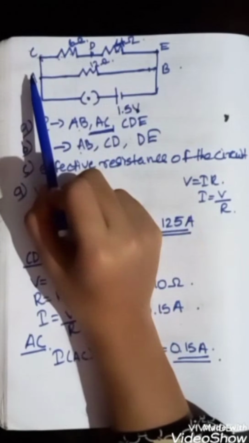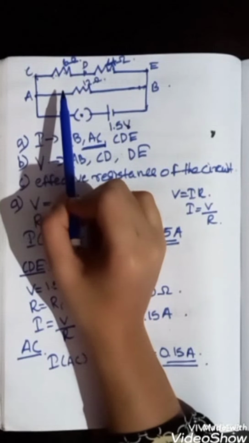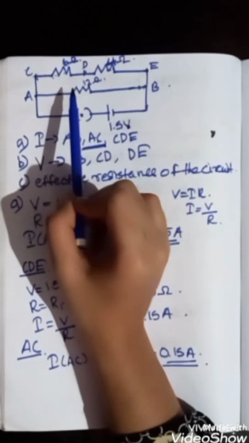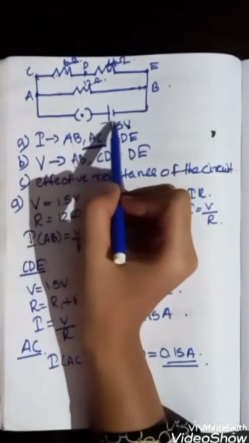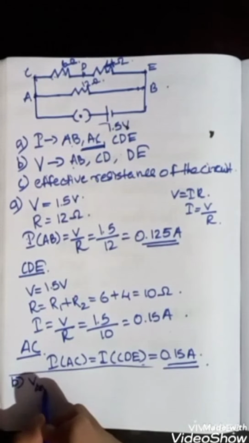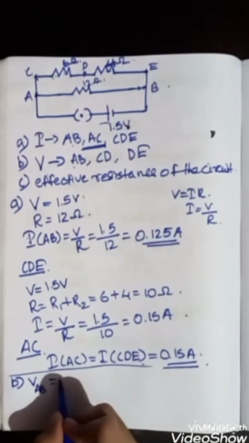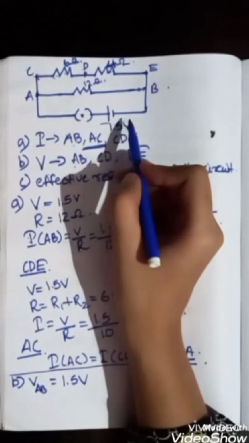Then the next question: we have to find the potential V across AB. What is the potential difference across AB? VAB is equal to 1.5 volt. The potential across AB is 1.5 volt. In the figure itself, it is clear.